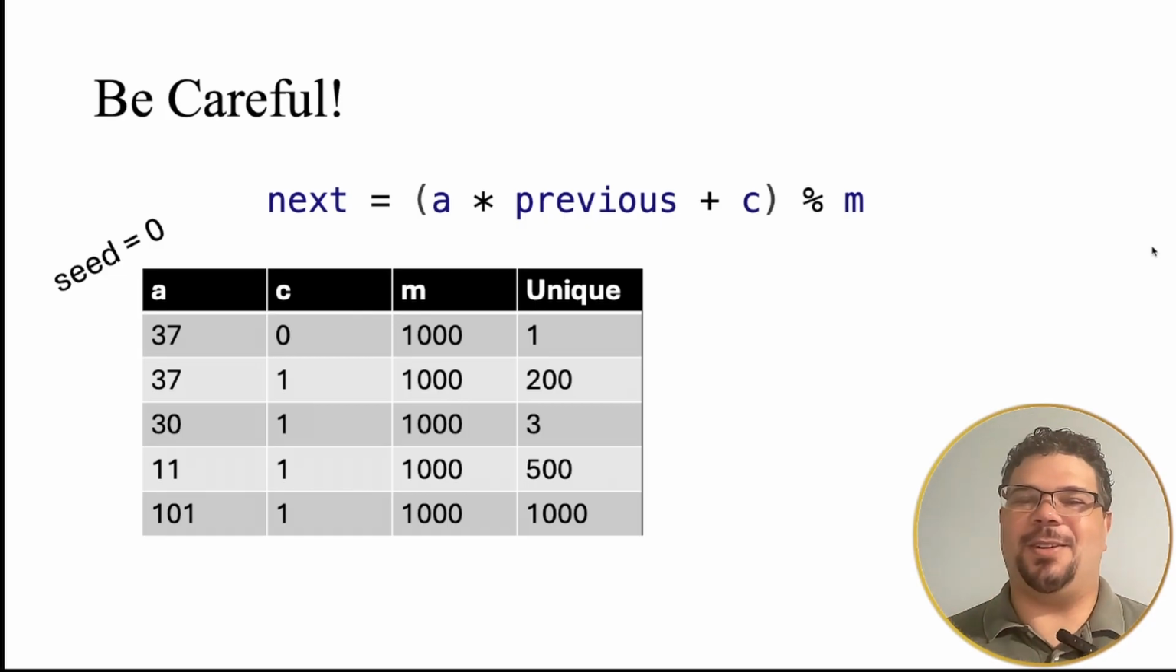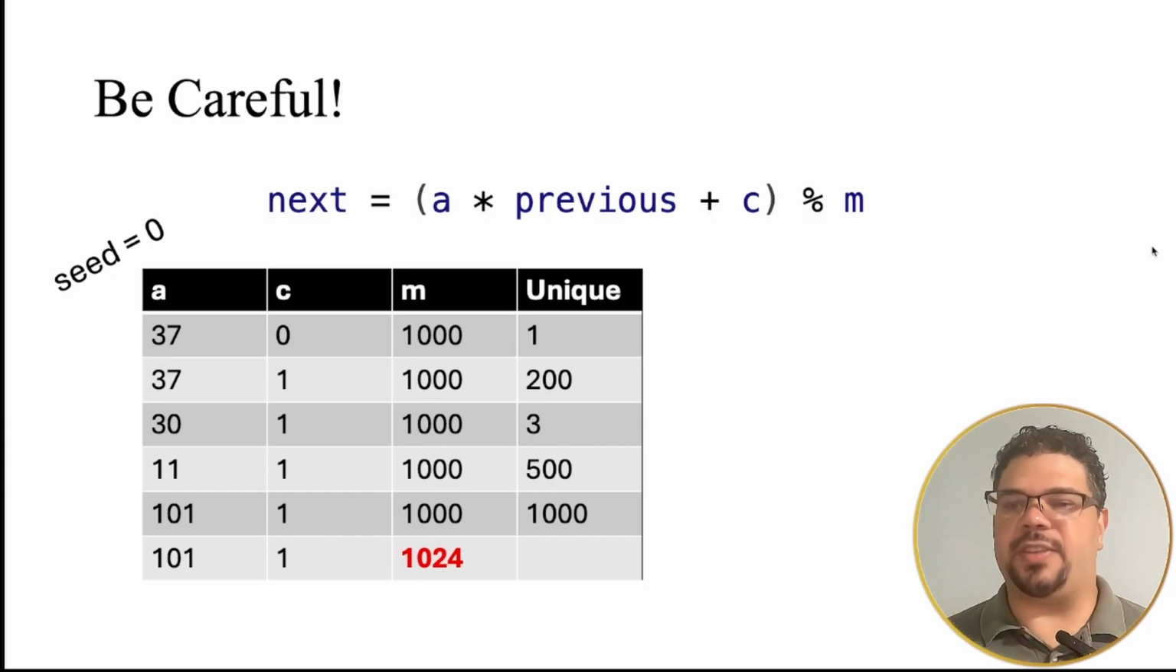Another thing to consider when choosing your values is it's often popular to have M that's a power of 2. For example, we could have used 1024 instead of 1,000, and this lets us just take the last digits of the binary representation to quickly compute the modulo operator. And this leads to still 1,024 unique digits before we cycle.